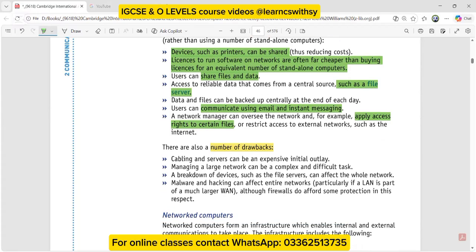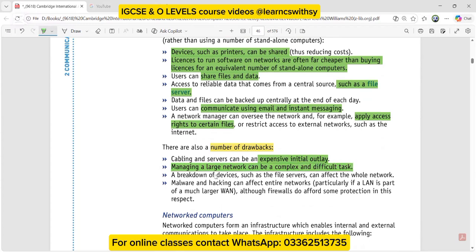Along with the benefits, there are certain drawbacks. The first drawback, as you can see, is that it's expensive. Expensive initially because you need to buy the equipment, you need to have the cables, etc. So setting up is going to be an expensive job. Managing a large network can be complex and difficult. Now, this is another disadvantage, or you can say a limitation, that managing is a difficult task.